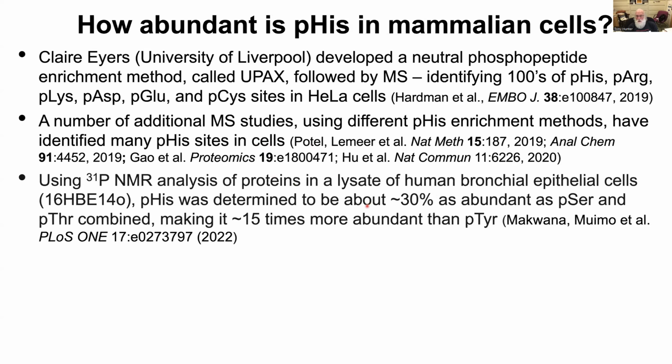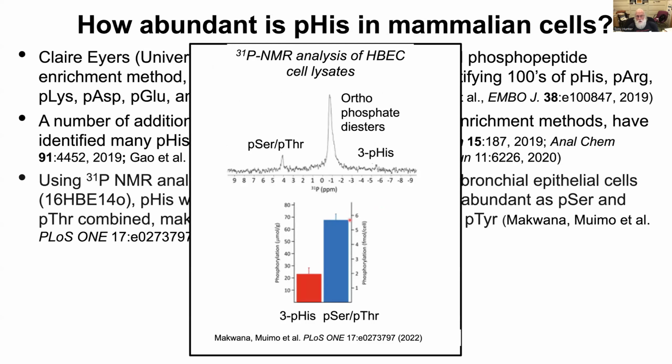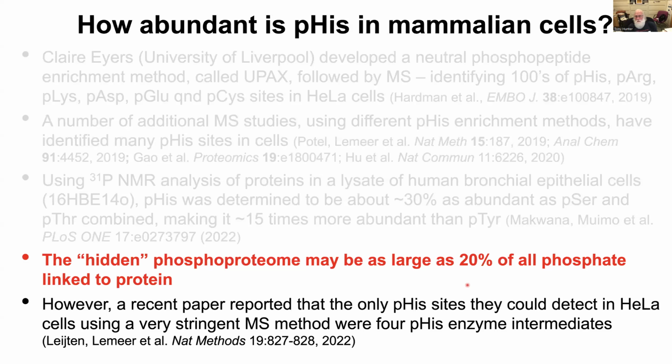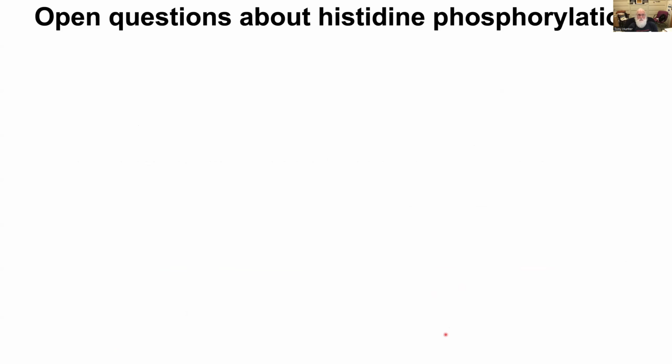And then Richard Muimo's group has used NMR analysis in a lysate of human bronchial epithelial cells, looking for a unique phosphohistidine peak in the NMR spectrum, 3-phosphohistidine, comparing it to the level of phosphoserine and threonine, and has estimated that phosphohistidine might be 20% of the total of phosphoserine and threonine in a cell, suggesting that the hidden phosphoproteome could be a significant fraction of all phosphate linked to protein. But I should point out that Simone Lemeer's group published a paper now 3 years ago reporting that the only phosphohistidine sites they could detect in HeLa cells using a stringent method were just 4 phosphohistidine enzyme intermediates.